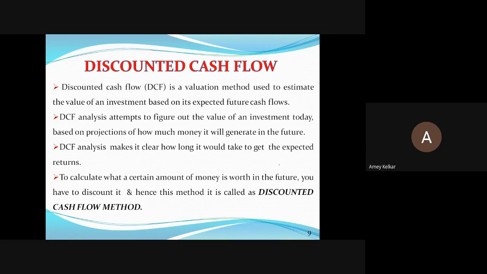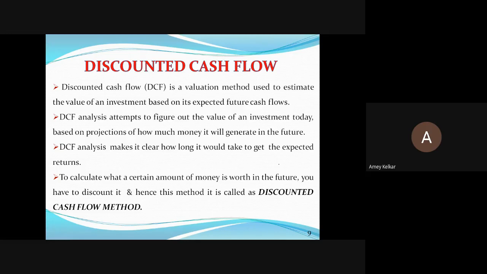This third point will be very, very important. To calculate what a certain amount of money is worth in the future, you have to discount it, and hence this method is called the discounted cash flow method. It is a very nice method which will help you predict, if you are investing, say, 1 lakh of rupees today in some business, what the expected returns will be after 5 years. It will account for all those expenses and tell you how much returns you have at the end of the 5th year.